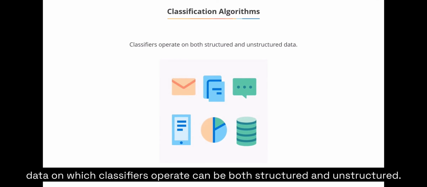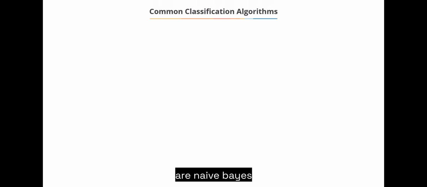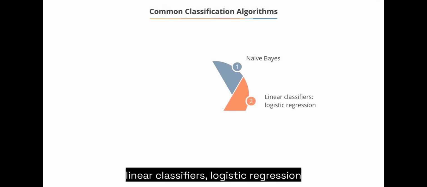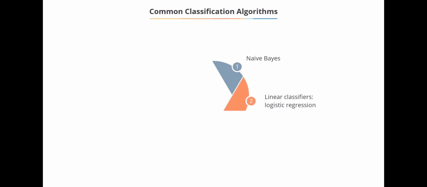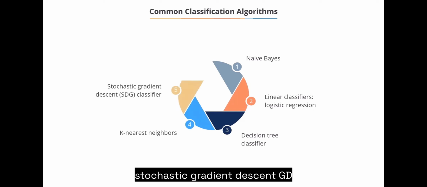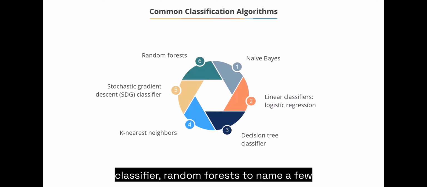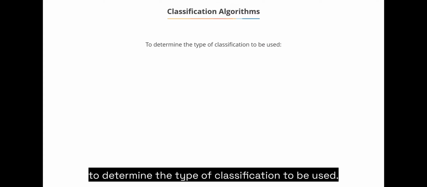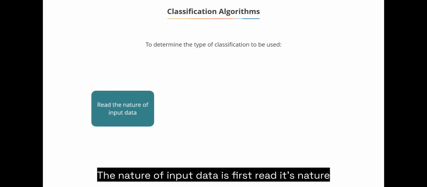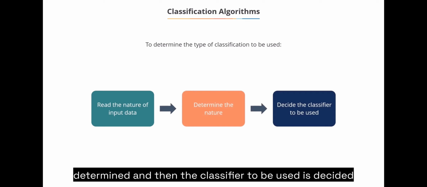Data on which classifiers operate can be both structured and unstructured. Common classification algorithms are naive Bayes, linear classifiers, logistic regression, decision tree classifier, k-nearest neighbors, stochastic gradient descent SGD classifier, random forests, to name a few. To determine the type of classification to be used, the nature of input data is first read, its nature determined, and then the classifier to be used is decided.